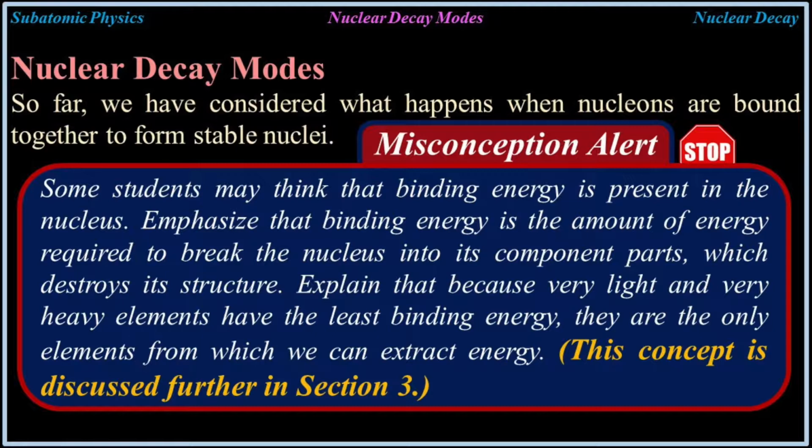Some students may think that binding energy is present in the nucleus. Emphasize that binding energy is the amount of energy required to break the nucleus into its component parts, which destroys its structure. Explain that because very light and very heavy elements have the least binding energy, they are the only elements for which we can extract energy. This concept is discussed further in section 3.